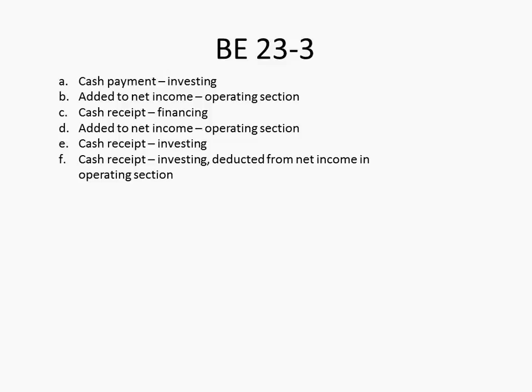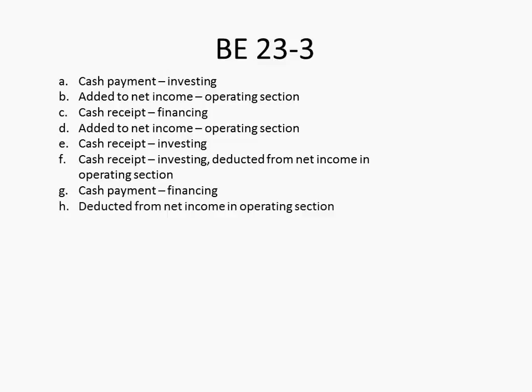Letter G. Who wants to do letter G? Yes. Go for it. G is payment of dividends, cash payment, finance. Good. Very good. Letter H. Increase in accounts receivable would be D, deduction from net income in the operating. Good. Very good.